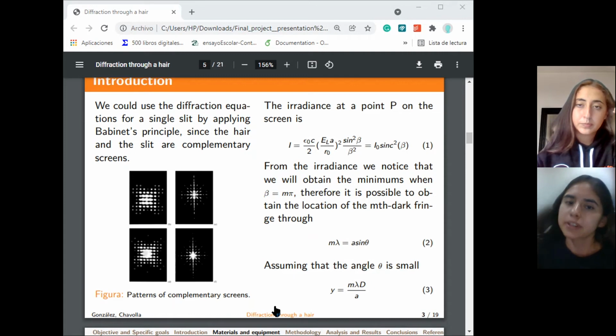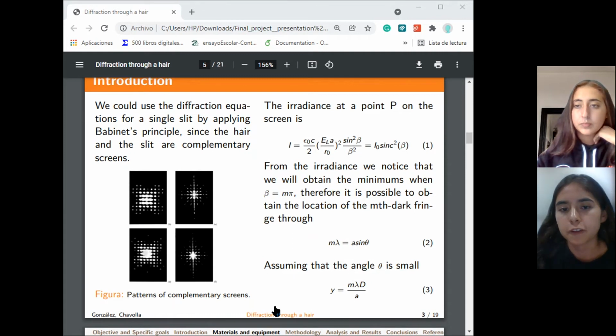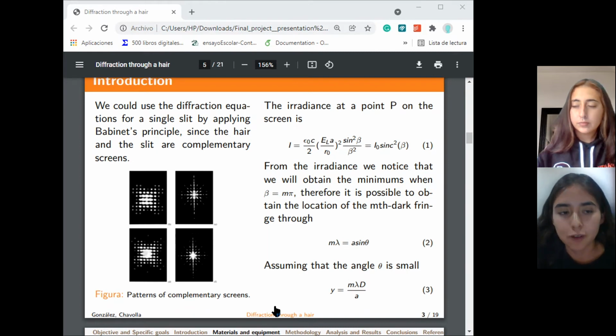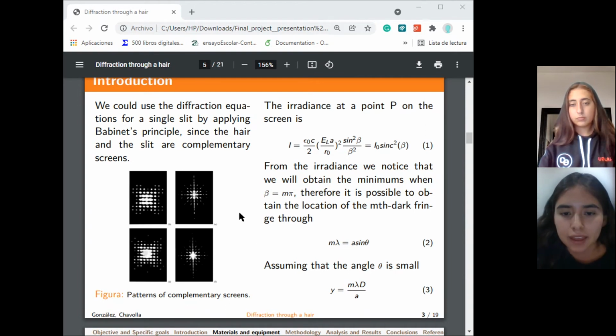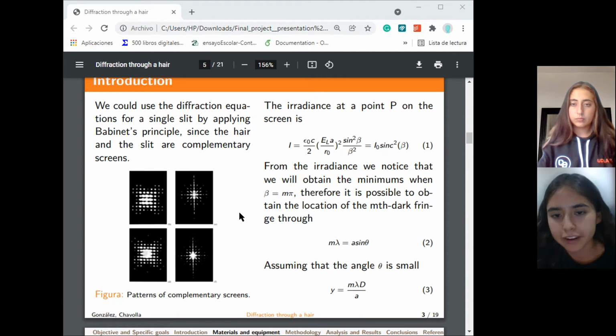Now, for this experiment, we could use the diffraction equations for a single slit, this by applying Babinet's principle that states that the irradiance distribution obtained through complementary screens will be the same. Since the single slit has exactly the same transparent regions as the opaque regions from the hair, these screens will be complementary and we can use Babinet's principle.